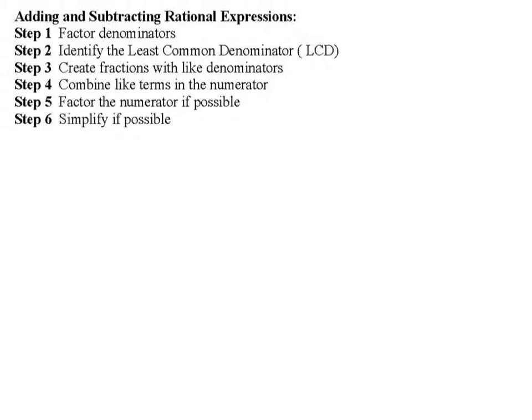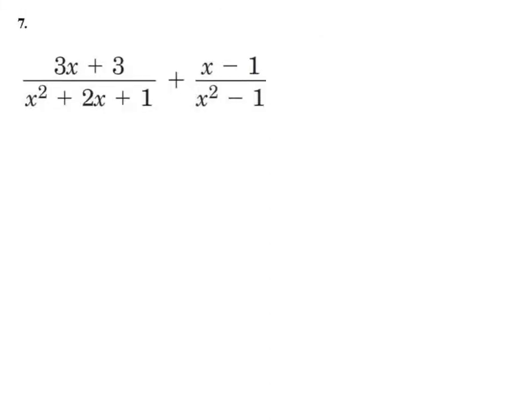Now let's look at our next example. In our first fraction, we have a trinomial of the form x squared plus 2x plus 1. And in the second denominator, we have an x squared minus 1. Each of these denominators can be factored. So let's do that here.